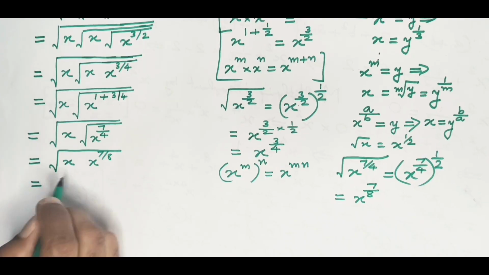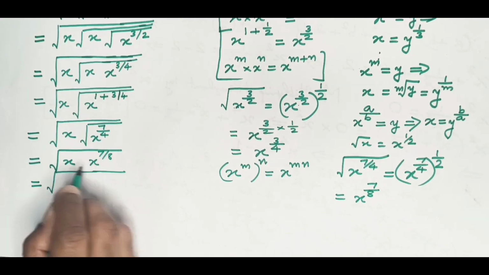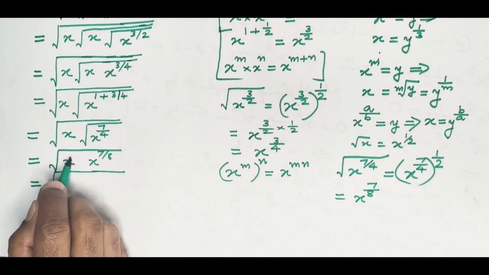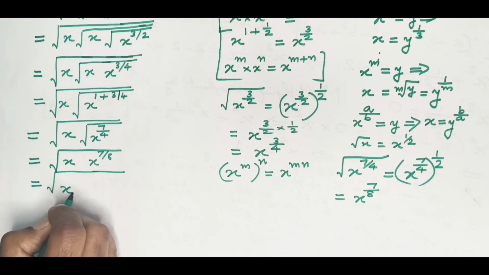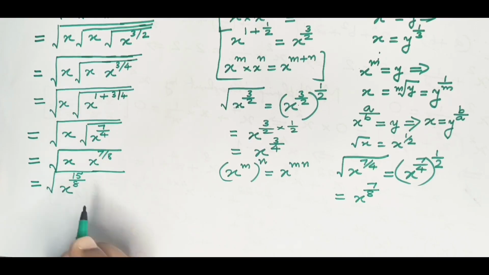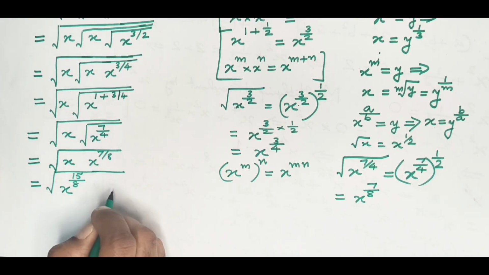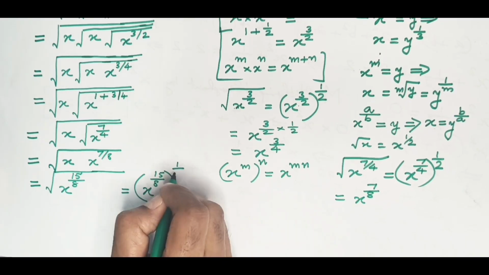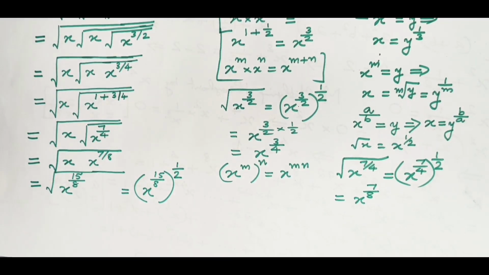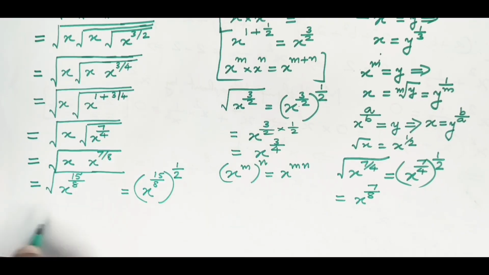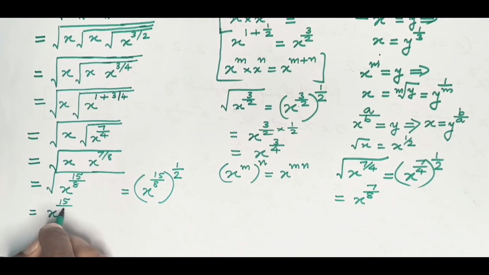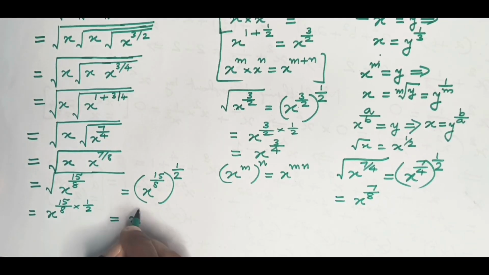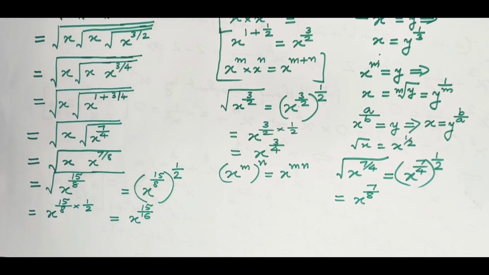Now, we will simplify these two. Here you have 1, and here you have 7 divided by 8. When you add 1 and 7 divided by 8, you will get 15 over 8. And this will be x to the power of 15 over 8, the whole raised to 1 by 2. And this will be x to the power of 15 over 8 multiplied by 1 divided by 2, which is x to the power of 15 divided by 16.